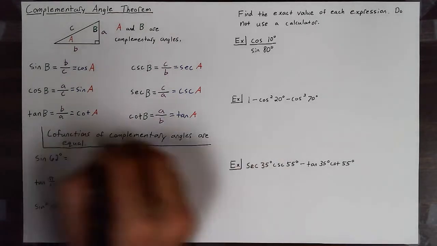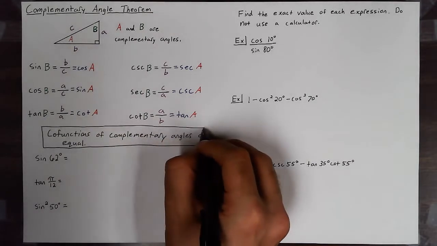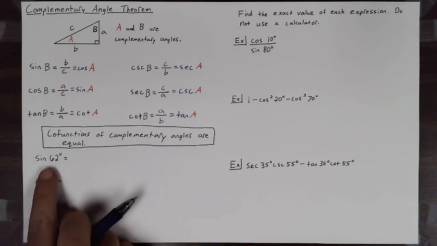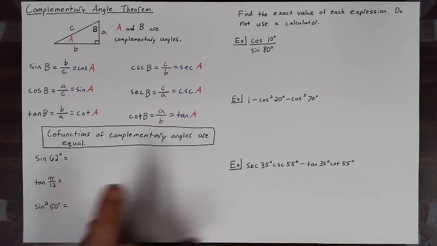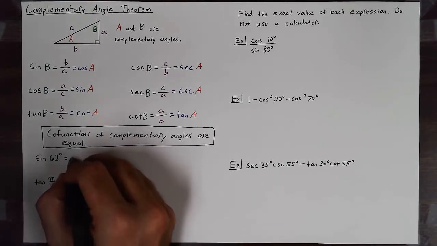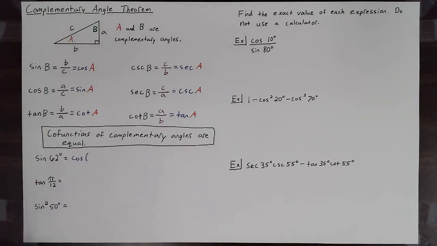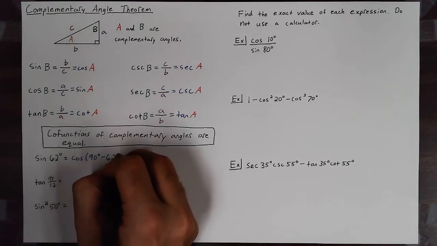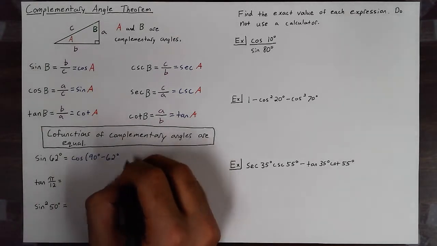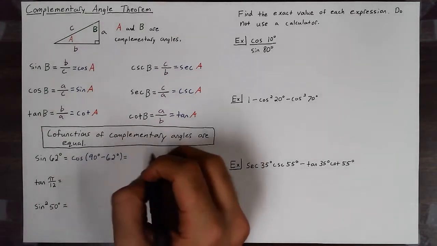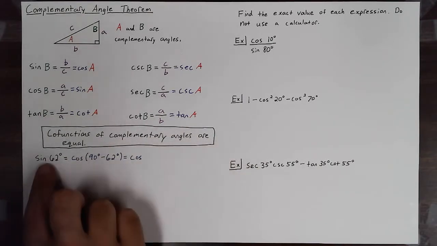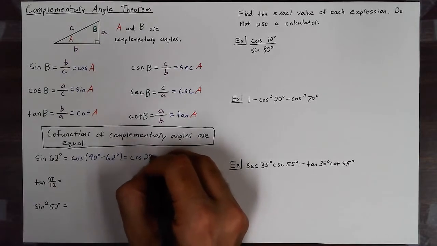What I'm boxing in is the complementary angle theorem. So let me show you how this is used. So sine of 62 degrees is equal to another expression. It's also equal to the cosine of the complement of 62 degrees, which we usually find by just taking it away from 90 degrees. So in this case, 90 minus 62 should give me 28. So sine of 62 degrees is equal to cosine of 28 degrees.